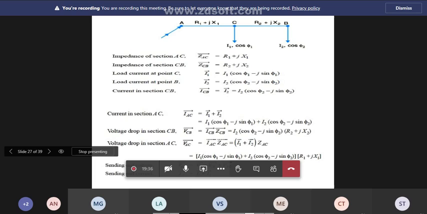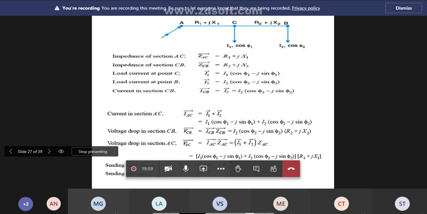Current at section AC: I1 is already there, plus I2. That is I1 cos phi1 minus j sin phi1 plus I2 cos phi2 minus j sin phi2, right? We have to find the impedance for every section, and the current at every section. Now find the voltage drop at every section.